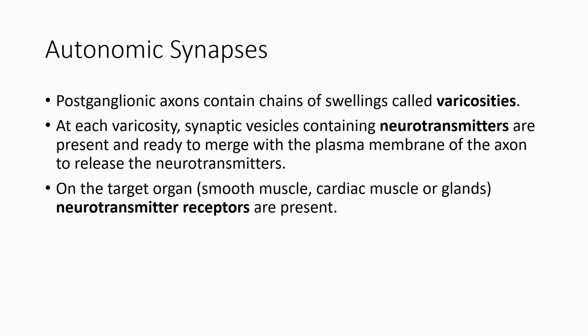So autonomic synapses, with these we have these postganglionic axons that have these changes called varicosities. We'll see these in a picture in just a second. At each of these varicosities, we're going to see a bunch of neurotransmitters held in vesicles. And so remember, neurotransmitters in these vesicles are going to merge with the membrane, spill these neurotransmitters into that gap so that they can be received by a receptor on the target organ. In this case, since we're talking about autonomic, we're talking about smooth muscle, cardiac muscle, glands, right? Visceral organs are going to be the ones receiving this.